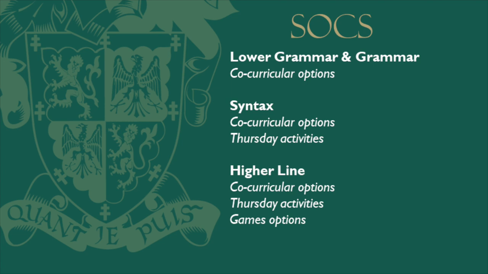So just to recap what that is you need to have done. If you're on lower grammar or grammar, you need to have selected co-curricular options. If you're in syntax, you also need to have selected Thursday activities, and probably you've already attended those a couple of days ago. In higher line, in addition to co-curricular and Thursday, you also need to select your games options. Please let Mr. Hanley know if you've had any trouble with that.